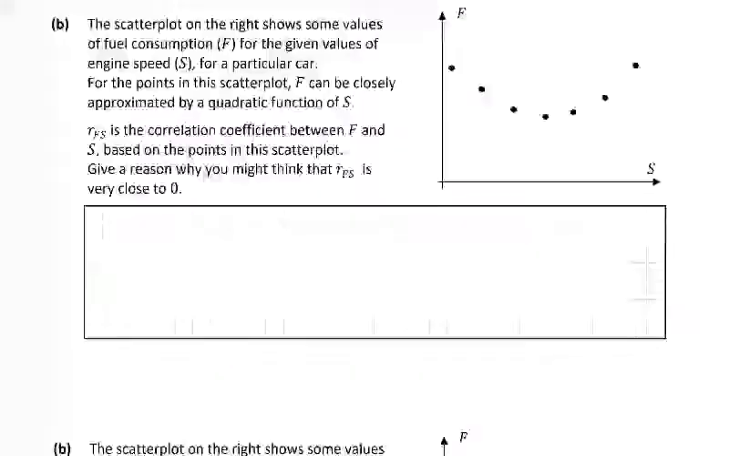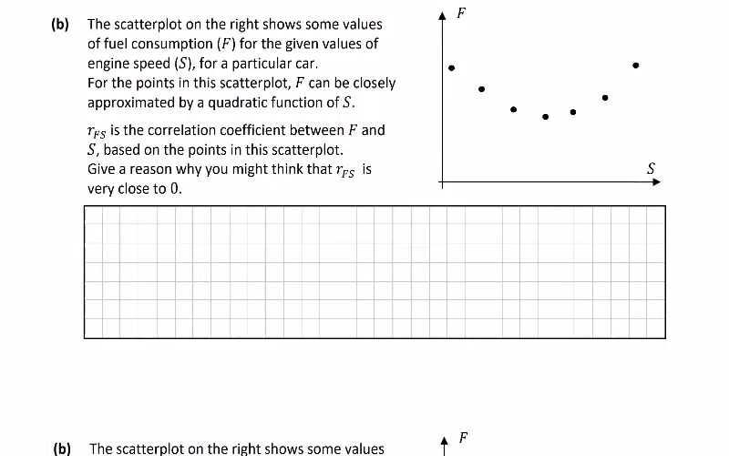The scatter plot on the right shows some values of fuel consumption for the given values of engine speed. For the points of this scatter plot, F can be closely approximated by a quadratic function, we can see that. And then they've given us r(F,S), the correlation coefficient between F and S based on the points. Give a reason why this is very close to 0.